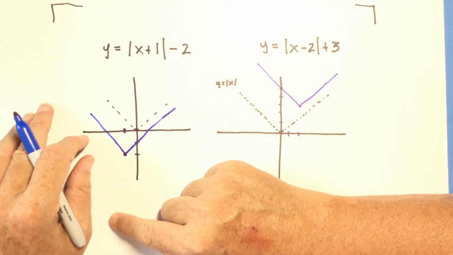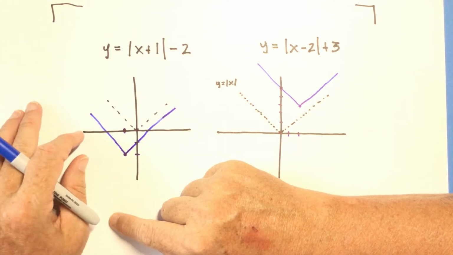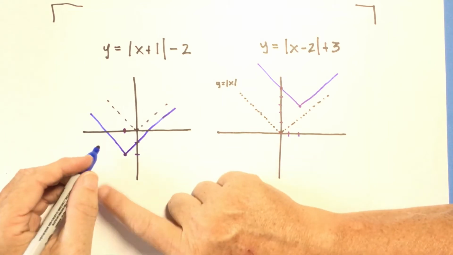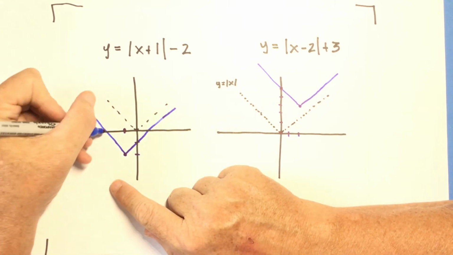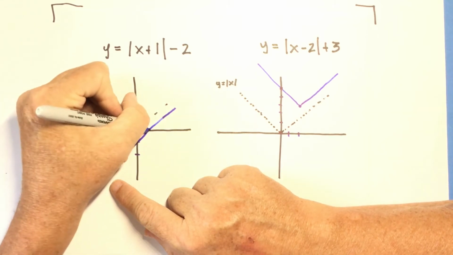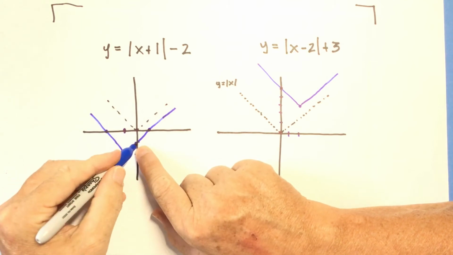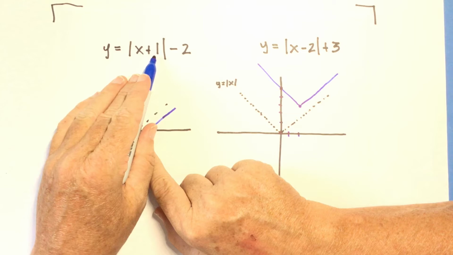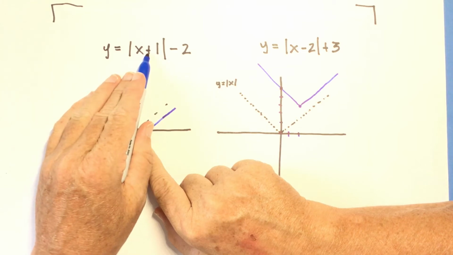Well, there you go. It's that easy. Yes, it is. Now, let's double check a few points. The more interesting points are often where it crosses the axes, okay? So this point right here, when x is 0, 0 plus 1 is 1. Absolute value of 1 is 1.